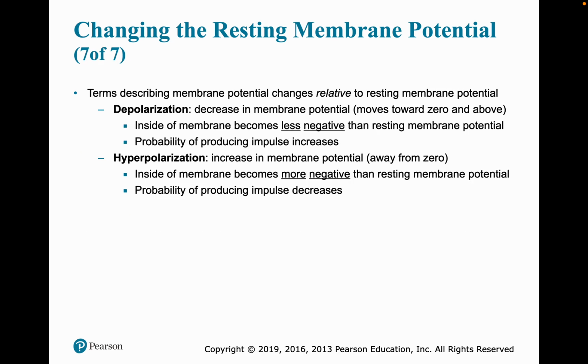And changes in membrane potential are going to be used as our signals that are receiving, integrating, and sending information by neurons. So we're talking about depolarization, which is a decrease in membrane potential, moving towards 0 and above, which means the inside becomes less negative than the resting membrane potential. And that is going to increase the probability that an impulse will occur. And we can also have hyperpolarization. Here we're going to increase the membrane potential. We're going to move it away from 0. Instead of minus 70, it'll be more negative. And that's going to decrease the probability that that cell will fire.